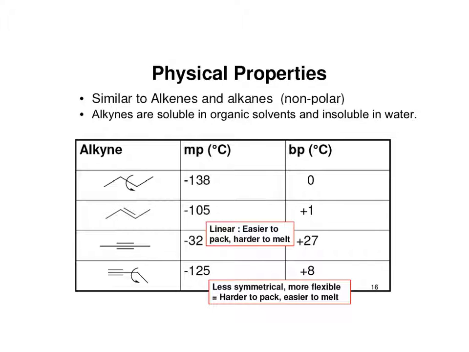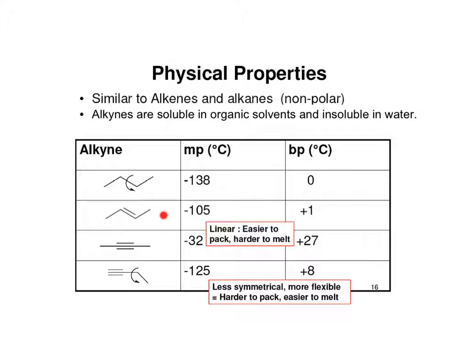I do, however, want to point out an anomaly of this alkyne right here, which is a 4-carbon alkyne, with the triple bond between carbons number 2 and 3. Now, this alkyne, if you look at its melting point and its boiling point, has a melting point and a boiling point significantly higher than the alkenes, or even this terminal alkyne that has the same number of carbons.